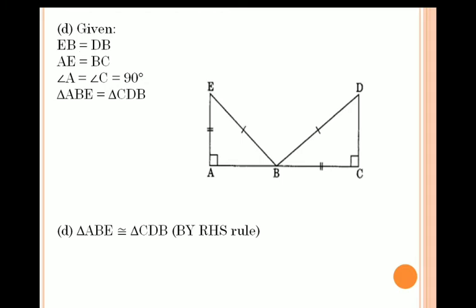EB. So where is the EB? This EB is equal to DB. And AE is equal to BC. This is AE is equal to BC. Then angle A is equal to angle C is equal to 90 degrees. So look at here. This is right angled. This is hypotenuse and this is side. So which rule is applied here? So triangle ABE is congruent to triangle CDB by RHS rule.